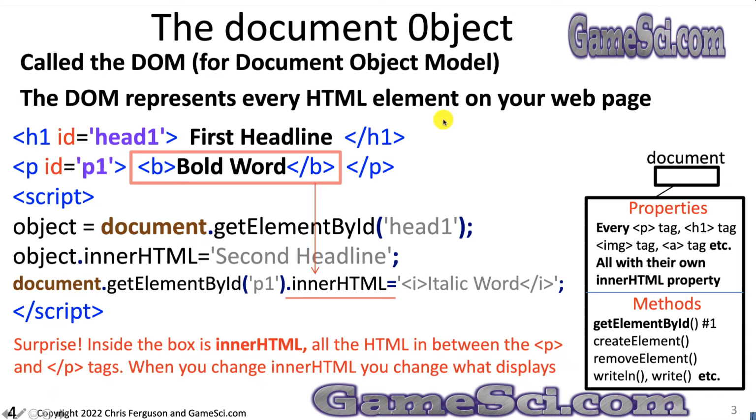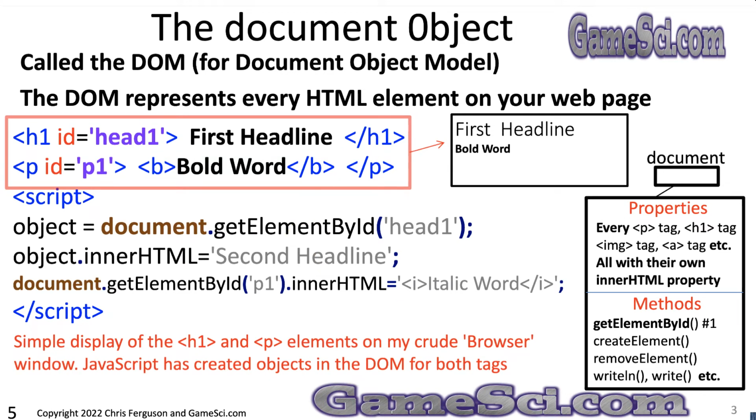What I need you to do is start making the connection between what you see in the HTML and what you see in the JavaScript. I need you to understand when you see this ID equals head1, that's what we're accessing. When we use inner HTML, we're talking about the HTML inside of a tag. Any tag, not just a paragraph. Could be a headline, could be an image, could be anything.